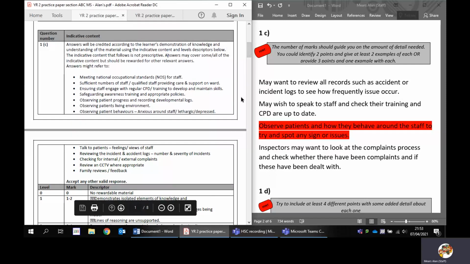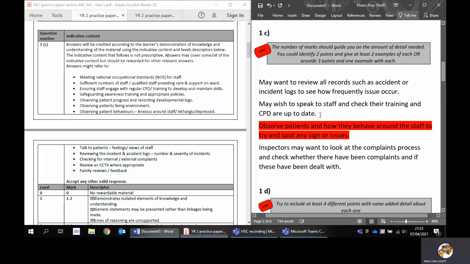So for 1C, our 6 marker, we're talking about what are the responsibilities of staff and professionals. So we said about recording accidents and incidents. So meeting occupational standards, sufficient numbers of staff, ensuring staff are trained. So we said that about making sure staff are trained and CPD is up to date. Safeguarding and awareness training is appropriate. Observing the patient. So we did have observed patients.